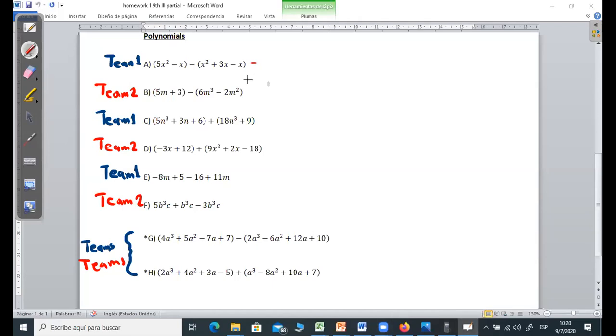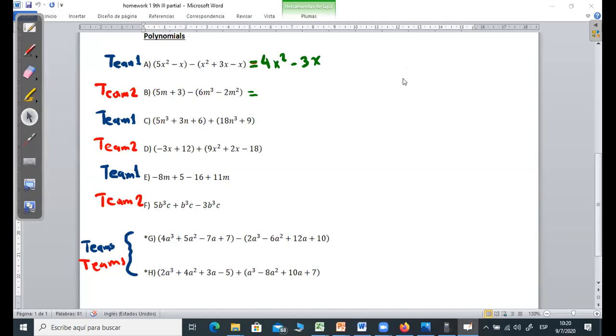4x to the second power minus 3x, just like that? Yes. Okay, that happened because you subtract that 5x with that x to the second power. It's okay. Okay, team two, can you dictate the answer, please?